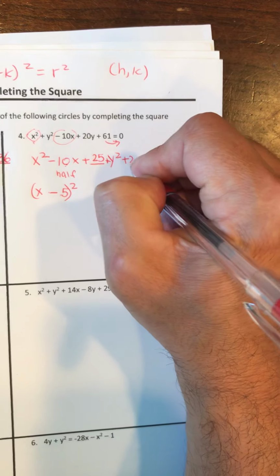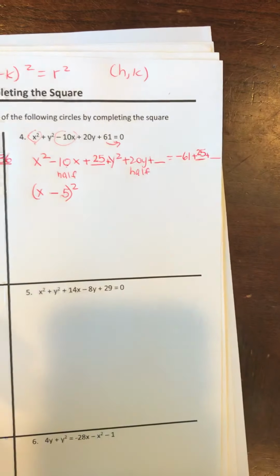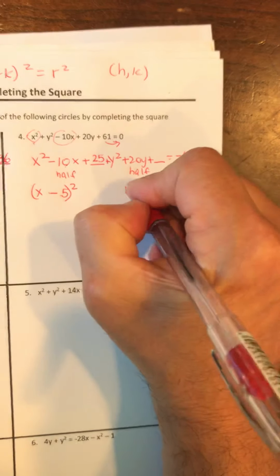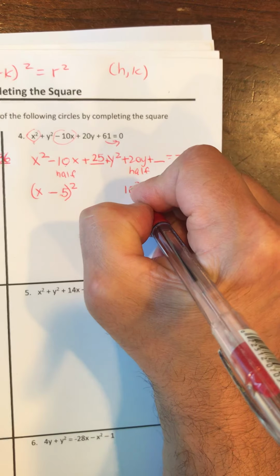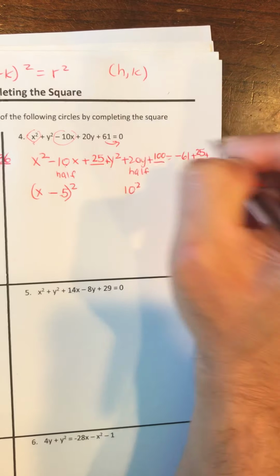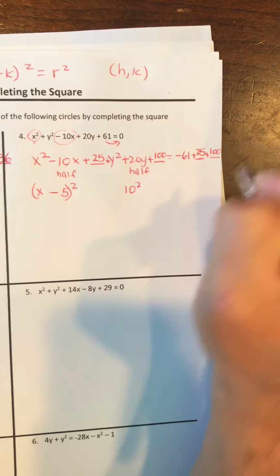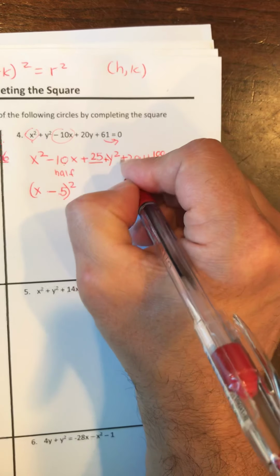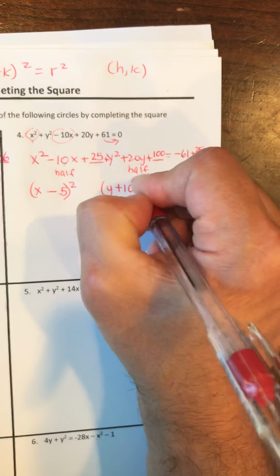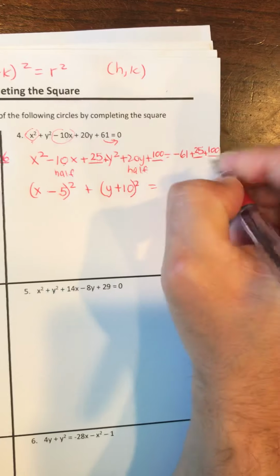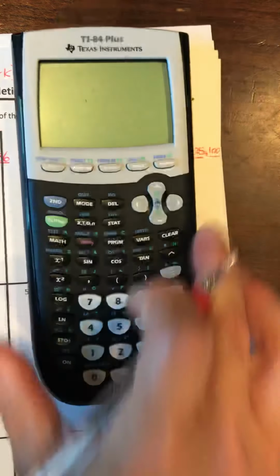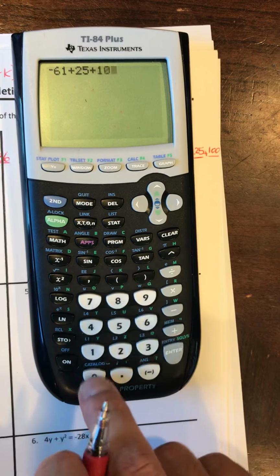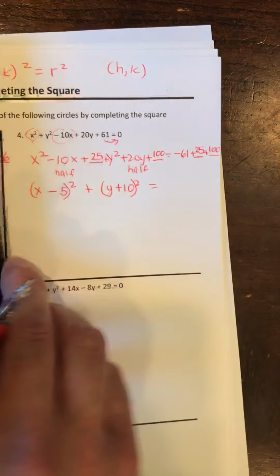We're going to do the same thing for the y. Half of 20 is 10. Then you've got to square it. 10 squared is 100. So that's what we're adding to both sides. Basically, you bring down the plus, you bring down the y, put it in parentheses. On the right, you're going to combine the negative 61, the 25, and the 100. And it comes out to 64.